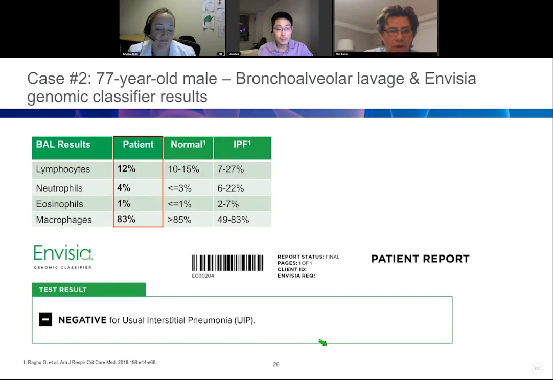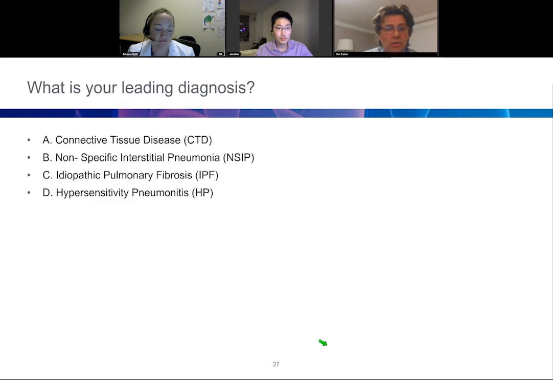So in fact, he did have a BAL and a classifier. You can see his BAL characteristics there. Still not a very interesting amount of lymphocytes, not too many polys or eosinophils. And the genomic classifier was in fact negative. So now you're in that category of, did I just miss the UIP with the classifier, or did I in fact find that there's something else going on and I need to go back to my MDD? In fact, he got an additional procedure. So what is your leading diagnosis now?